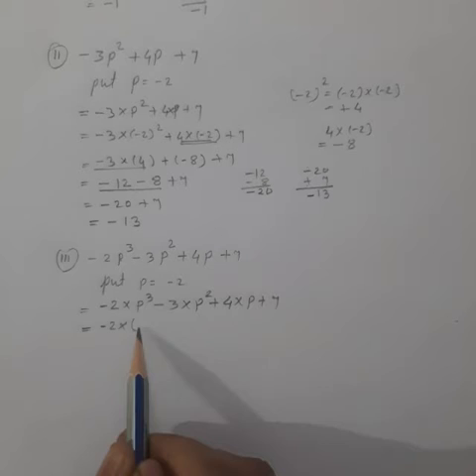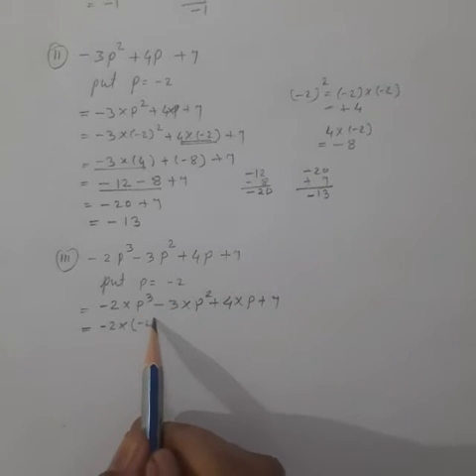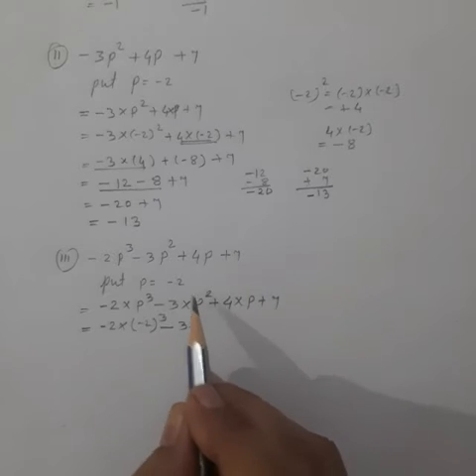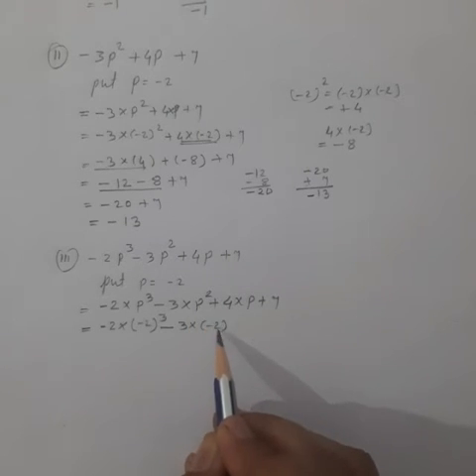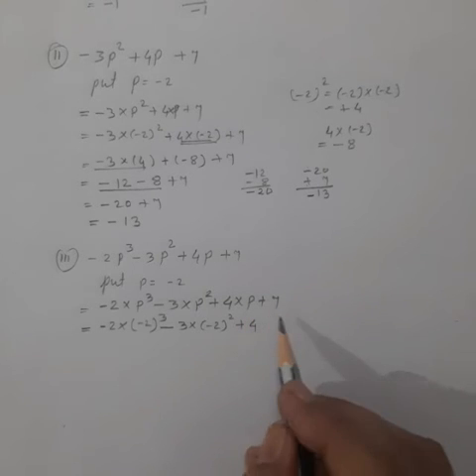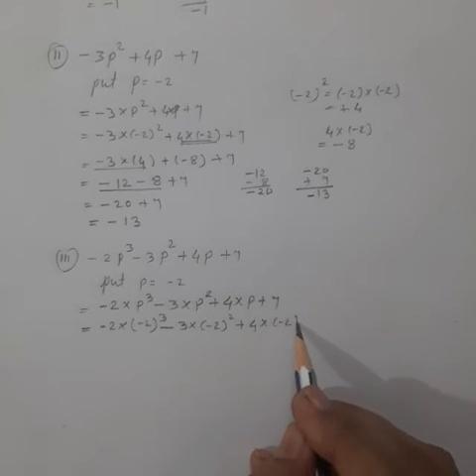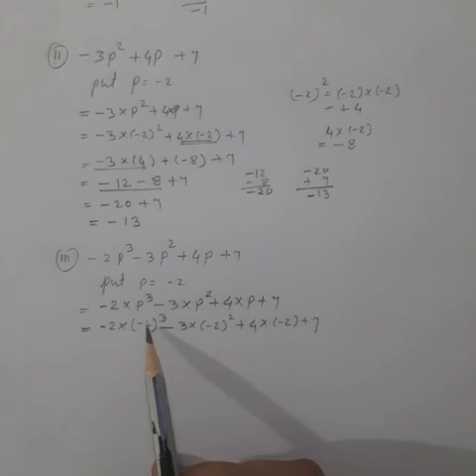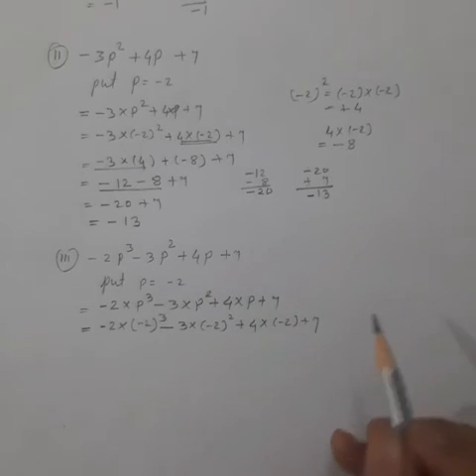Minus 2 into, at the place of p, minus 2, cube. Minus 3, at the place of p, minus 2, square. Plus 4, at the place of p, minus 2, plus 7. Now find out the values of minus 2 cube and minus 2 square.